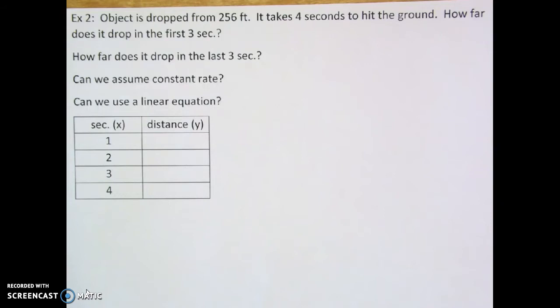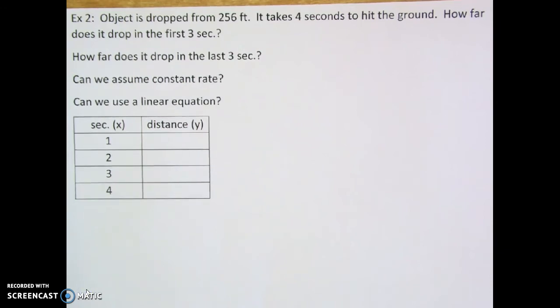Now, in our second example, it tells us an object is dropped from 256 feet, and it takes 4 seconds to hit the ground. Couple questions: how far does it drop in the first 3 seconds? How far does it drop in the last 3 seconds? And can we assume a constant rate? And can we then get a linear equation?